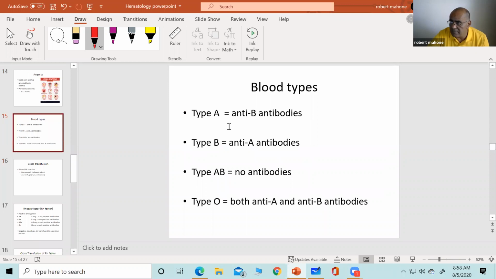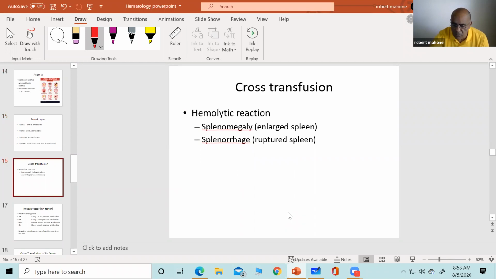Type A, type B, AB, and type O. They have both anti-A and anti-B antibodies. Those are your blood types. If we give you the wrong blood type, if we put A blood in a B person, that's going to cause a hemolytic reaction.